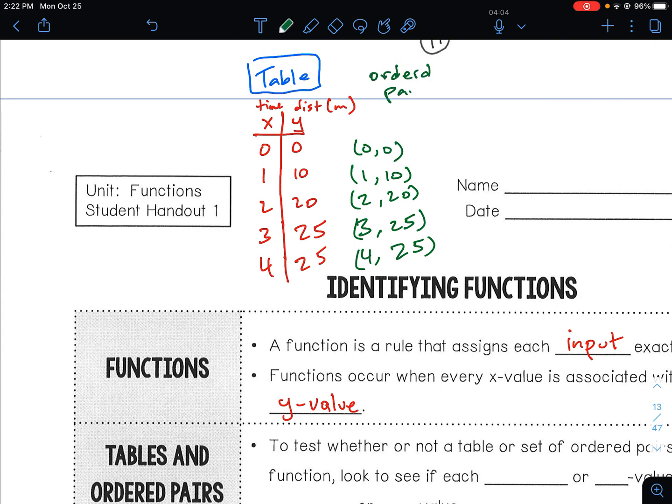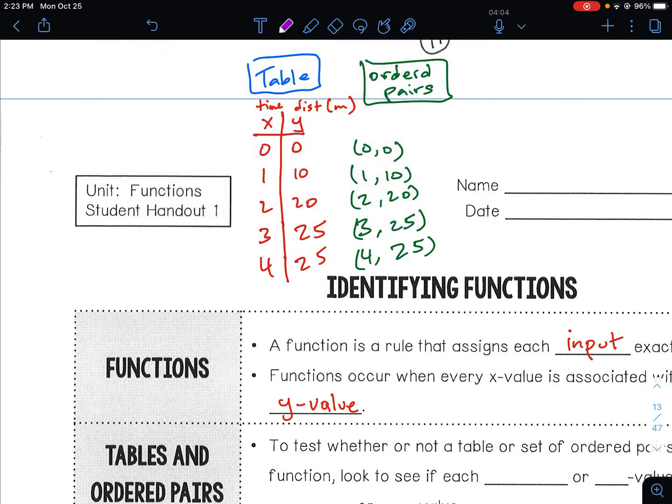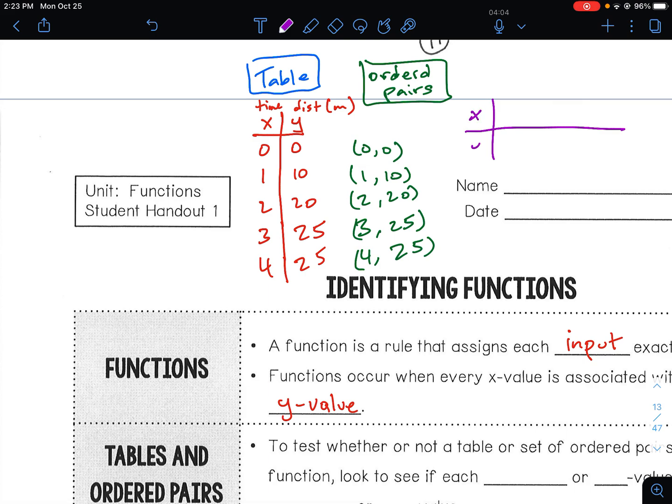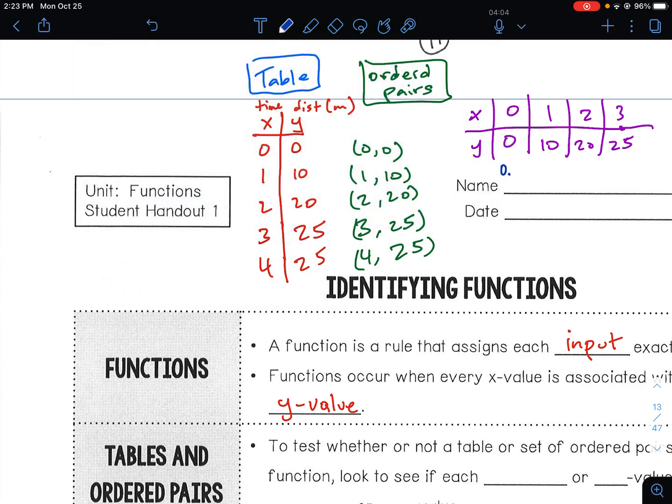You probably know ordered pairs most prominently from graphing. You can also represent a table horizontally. Let me give you an example. You might have a table that looks like this, x and y, and the same points would be 0, 0, 1, 10, 2 and 20, 3 and 25, and so on. If you wanted to turn this table into ordered pairs, it's still the same thing. If x is 0, y is also 0. If x is 1, then y is 10. If x is 2, then y is 20, and so on and so forth. So these are tables and ordered pairs.